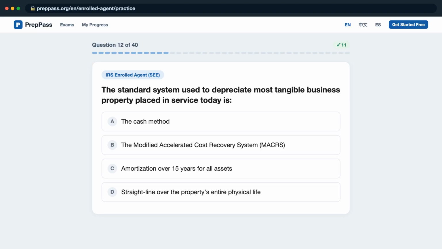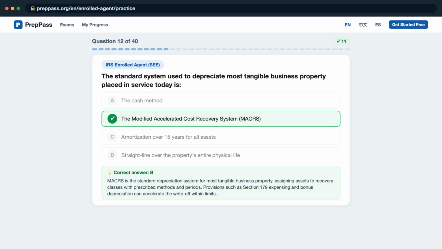Question 12. The standard system used to depreciate most tangible business property placed in service today is it A, the cash method? B, the Modified Accelerated Cost Recovery System, MACRS? C, amortization over 15 years for all assets? D, straight line over the property's entire physical life? The correct answer is B.